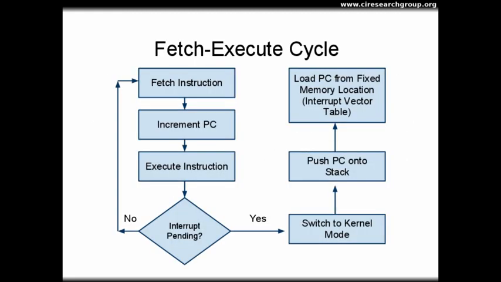So once again, the fetch execute cycle: we check for an interrupt pending after each instruction is executed. If there is an interrupt pending, we escalate privilege to kernel mode, push the program counter onto the stack, in other words, save it so we can resume from that point in whatever program we're interrupting, and then go and handle the interrupt. We do this by loading the program counter, the new program counter, that is, from a fixed memory location provided to us by the interrupt vector table. The interrupt vector table gives us the address of all the different interrupt handlers.